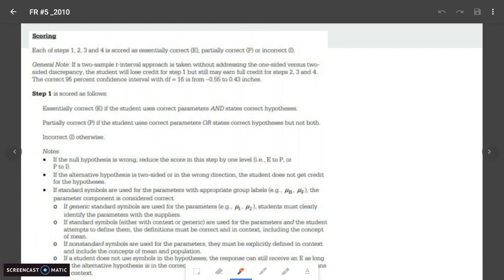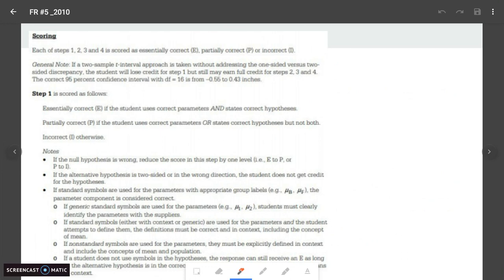Now, the scoring is broken down into an E, P, or I for each of these steps, 1, 2, 3, and 4. So every essential piece you get is giving you a point towards getting a score of 4. Now, we talked about this in class at times too. We want to show as much work as we can because those partials that we get can lean us up a little bit. So maybe you get 2 partials, but it will round you up. Those are things you want to consider. So that's why we want to be specific with our data.